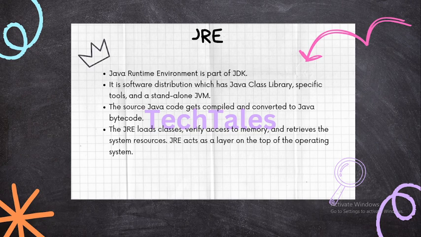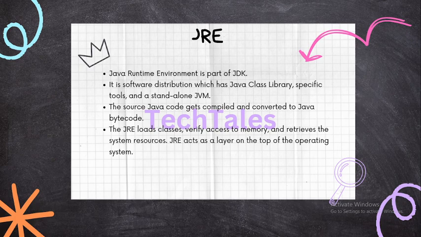It acts as a translator and facilitator, providing all the resources so that once you write software, you can run it on any operating system without any modification. It is a software distribution which has a Java class library, specific tools, and a standalone JVM. Yes, whenever you install JRE in your system, you'll get JVM installed inside your system.